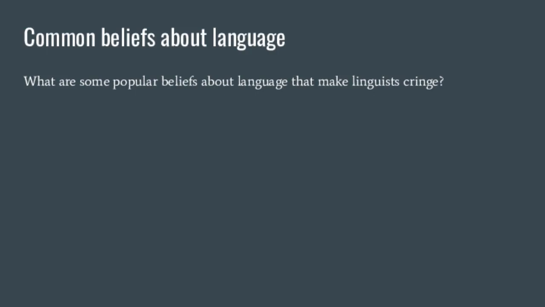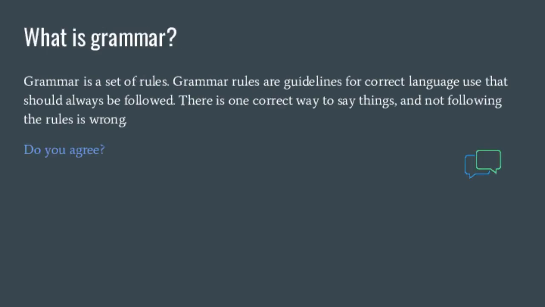Let's talk about some common beliefs about language. There are some beliefs that people have that make us linguists kind of cringe. Grammar. What is grammar? Do you think of grammar as a set of rules, a bunch of rules that you have to learn and memorize? A bunch of rules and exceptions maybe, and that there are correct rules for correct usage of a language, and you have to follow those rules. And there's one correct way to say things, and if you don't, that's wrong, or you're dumb. We linguists don't think so.